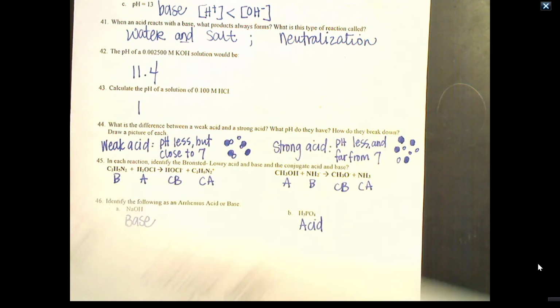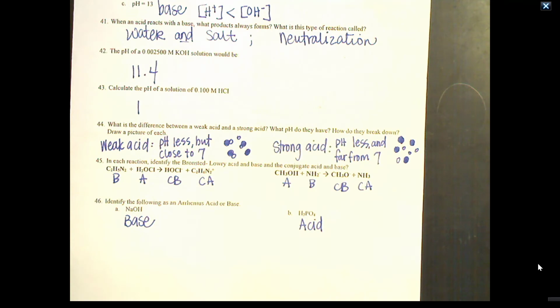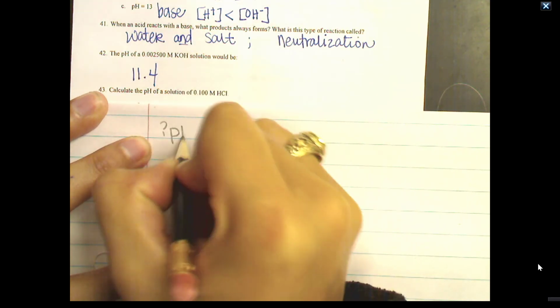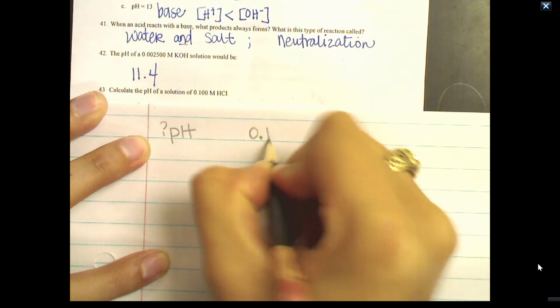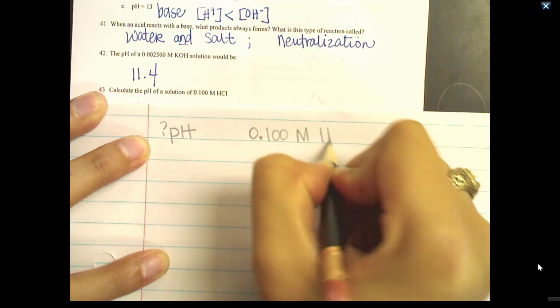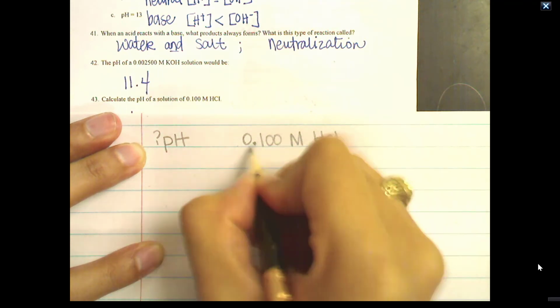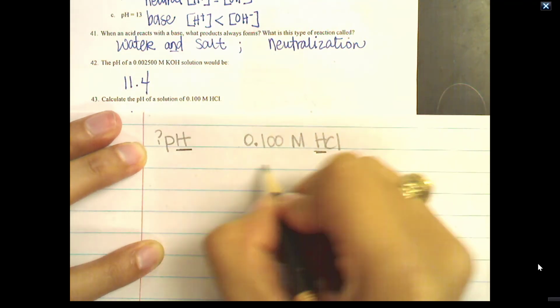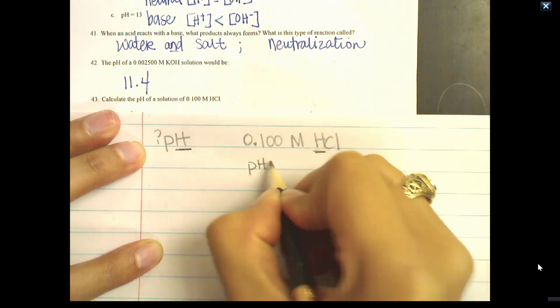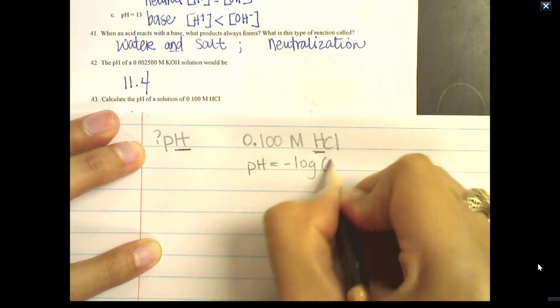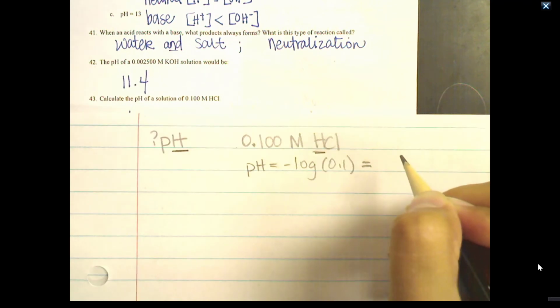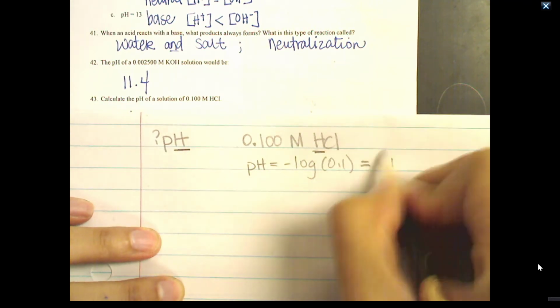Number 43 says calculate the pH of a solution of 0.1 molar HCl. So now I want to know the pH again, but I'm given 0.1 molar HCl. So this H means that they match. All I have to do is plug in pH equals the negative log of this number, and we get a pH of 1.